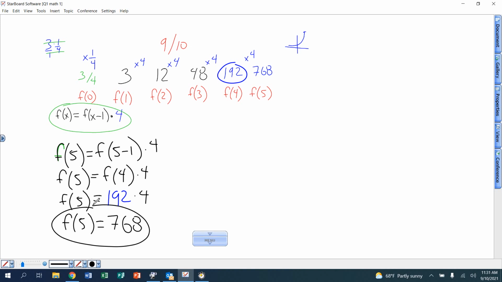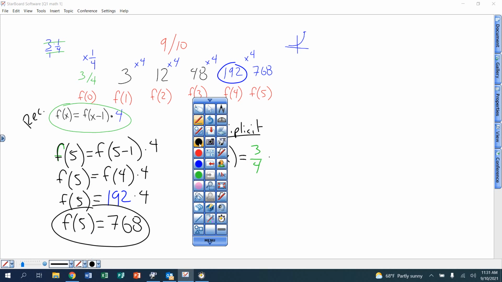If I want to use explicit, remember this is recursive, if I want to use explicit to jump ahead or to prove that the 5th term is 768, I could use 2 of them. I could use f of x equals that 3/4 term, that 0 term, times that common ratio number, which is 4, raised to the x power.